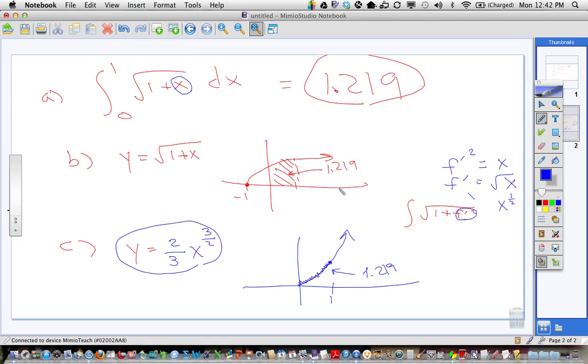All right, what was the next one that we had? 39 was, what'd you get for 39? Anybody? 1.571. Pi half. That's actually pi half. Okay, and what was the next one?